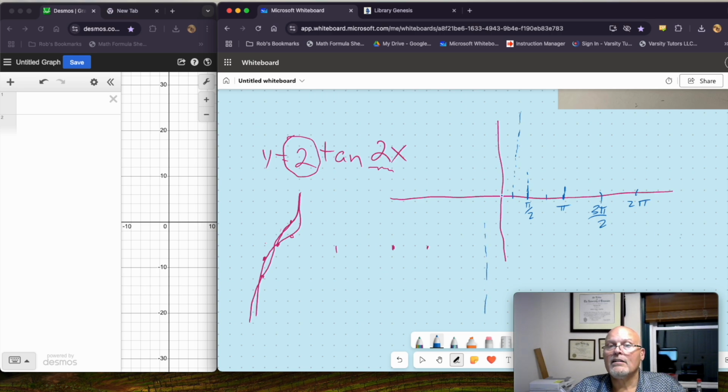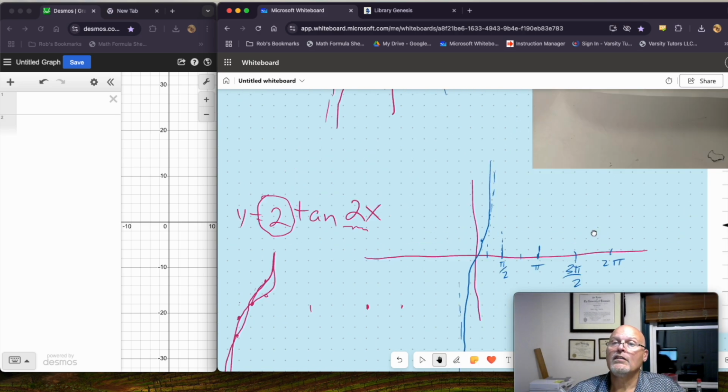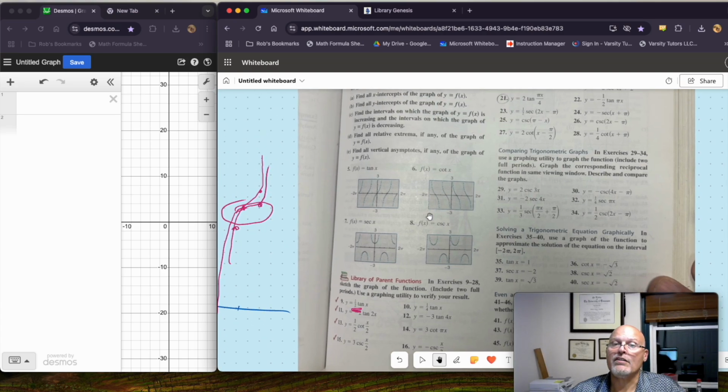And so now it's still going to go up to 2, so it's still pretty vertical. But I'm going to come, and in half of the width, I'm going to do that same thing. So this is going to end up looking like a squished version of the parent function tangent graph.